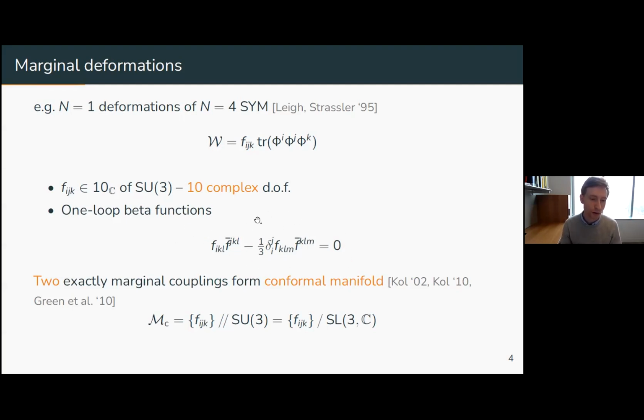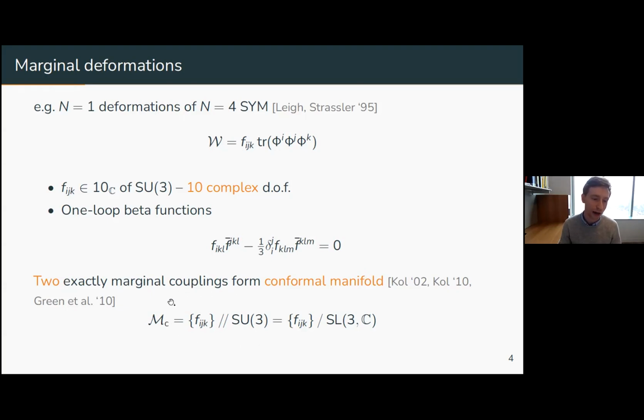There's a very nice way to interpret this due to Leigh and Strassler, Green et al., which is just that you should think of this thing as being the moment map for the SU(3) symmetry, and then the conformal manifold, which is spanned by the 2 exactly marginal couplings that survive this constraint.